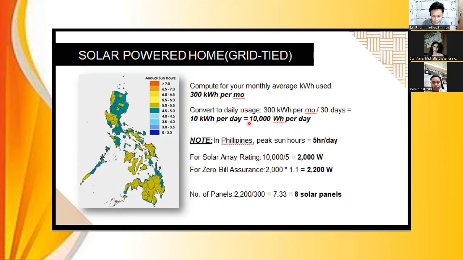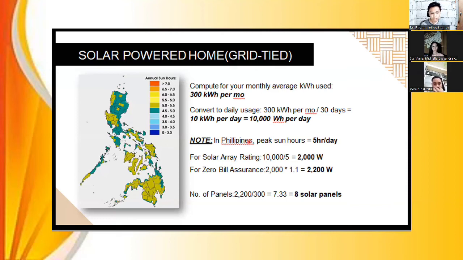So siyempre, yung solar power system natin can only operate during the time na mayroong sunlight dito sa Philippines. So sa Philippines, yung average na peak sun hours is 4.5 to 5.0. So kukunin natin yung median, so 5 hours per day. So yung 10,000 watt hour na yon, for the solar array rating, i-divide lang natin sa 5, makukuha natin yung 2,000 watts. So yun yung solar array rating.